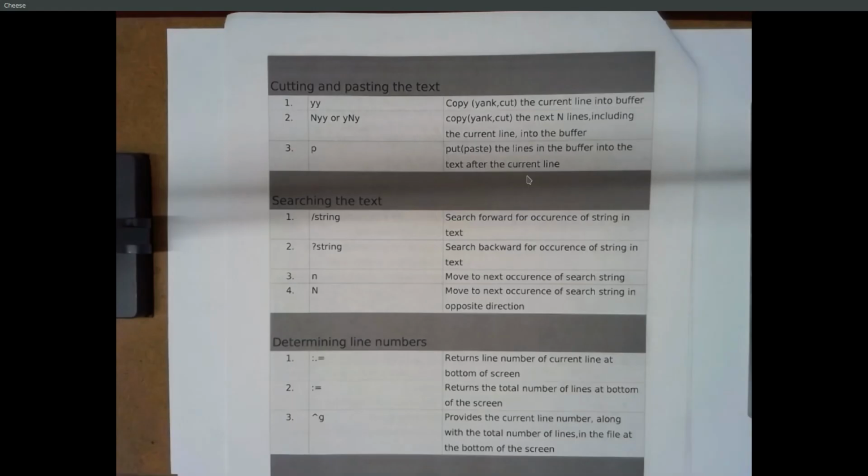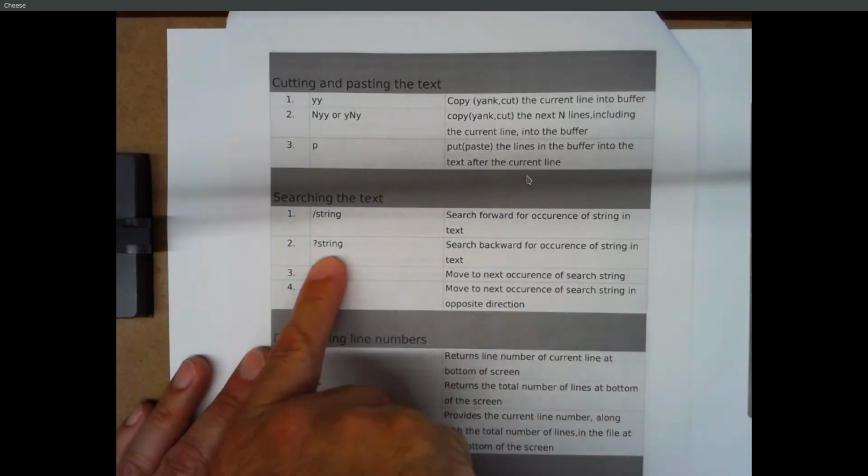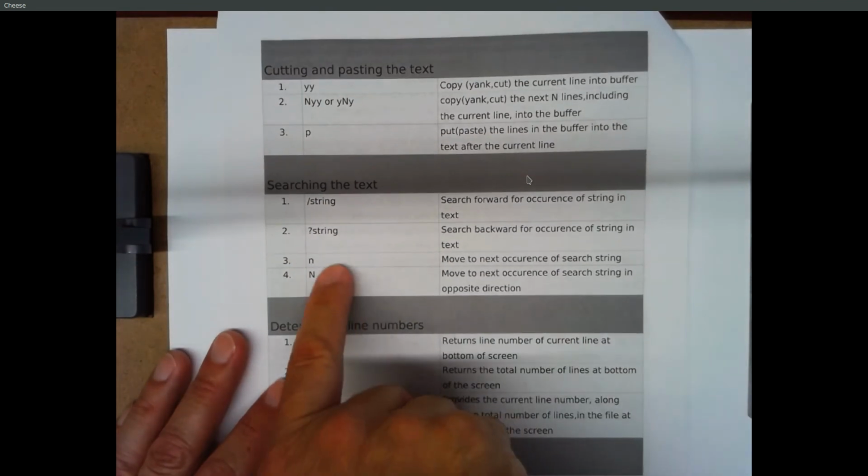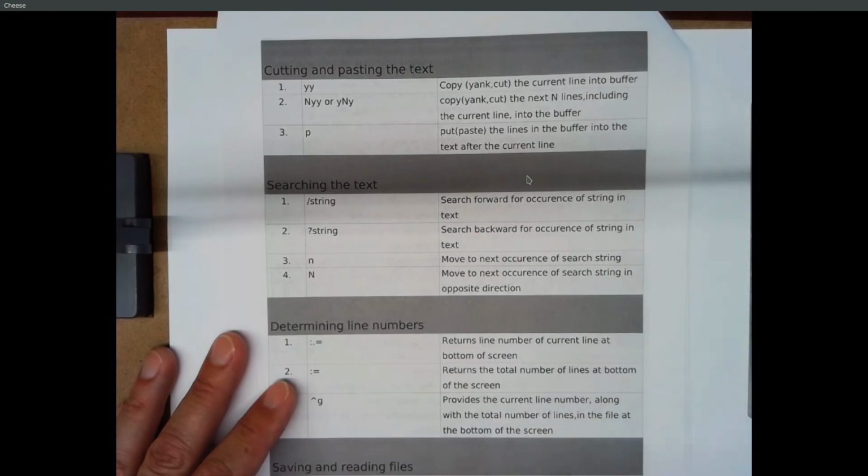And again, there's more nuances to this, but basically slash searches forward for something, question mark searches backward, N searches for the next occurrence, big N reverses the direction.